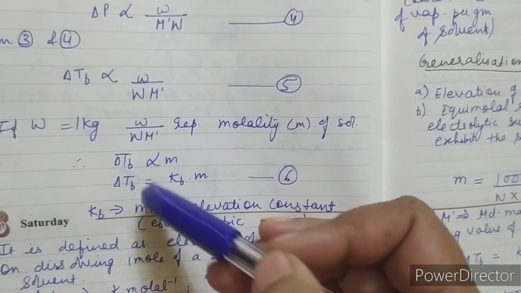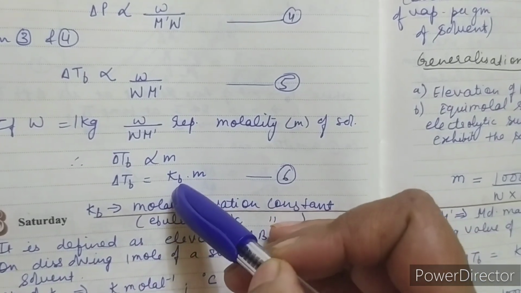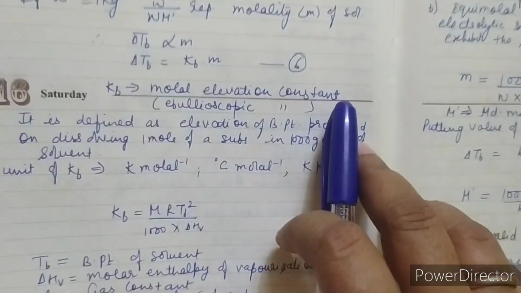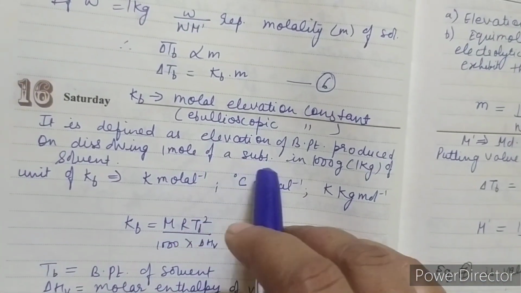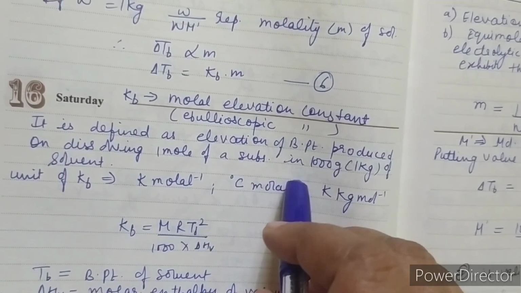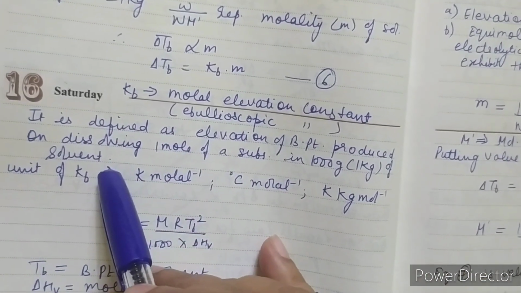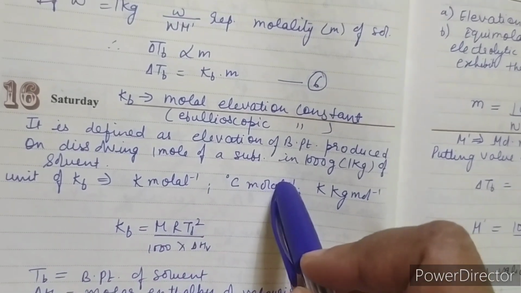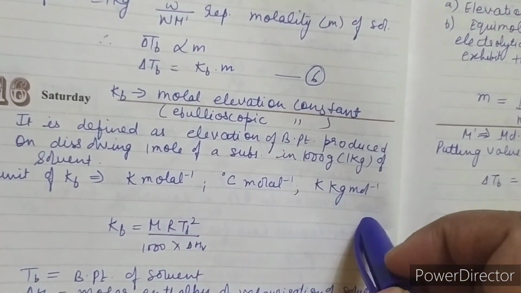And if you remove this proportionality, you will get an equal sign and a constant called the molar elevation constant or ebullioscopic constant, which is defined as the elevation of boiling point produced on dissolving 1 mole of a substance in 1000 g of the solvent. Unit of Kb may be Kelvin per molal or degree Celsius per molal or Kelvin kg per mole.